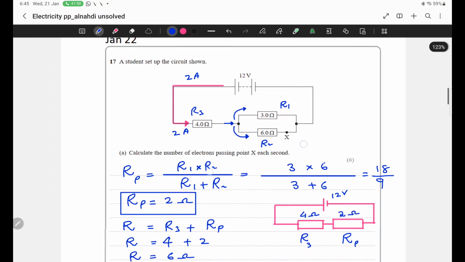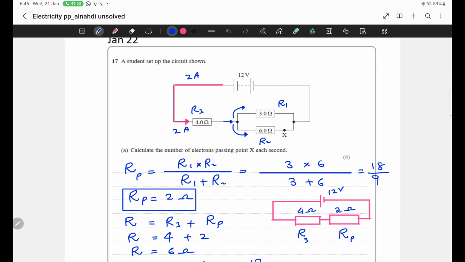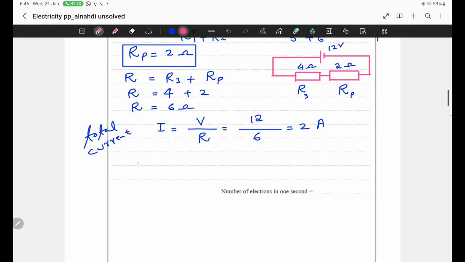But Zainab, I taught you a formula today, that is current divider formula or voltage divider formula. Then which formula should I use to calculate the current of R2, because I know the total current is 2 ampere? Zainab, can you suggest? Sir, total current is 2 ampere. And how do I calculate current of R2? Yes, you are right. It means I am using the current divider formula.